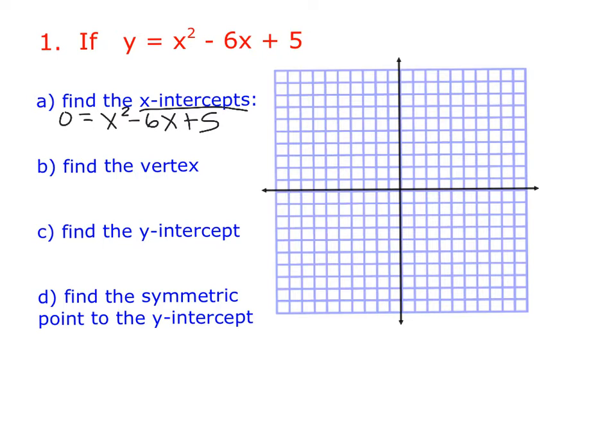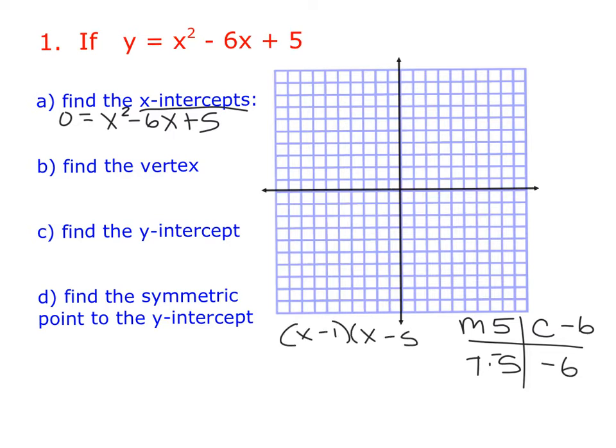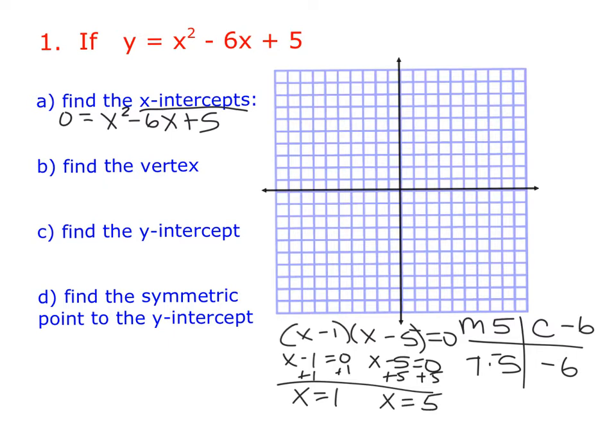So I'm going to go down here where I have some space. I'm multiplying to 5, combining to negative 6. That's 1 times 5. Make them both negative. So we get x minus 1 and x minus 5 equals 0. So then I solve. Plus 1 and plus 5. X equals 1 and x equals 5. All right, so x equals 1 and x equals 5 are my two solutions for my x-intercepts.